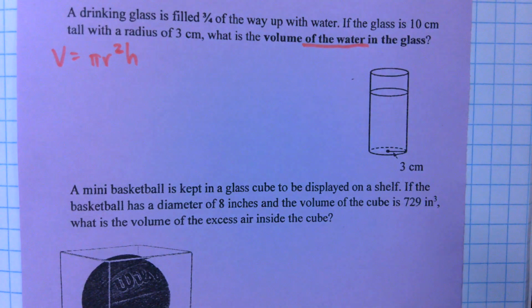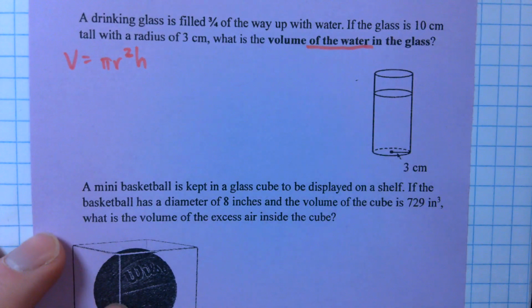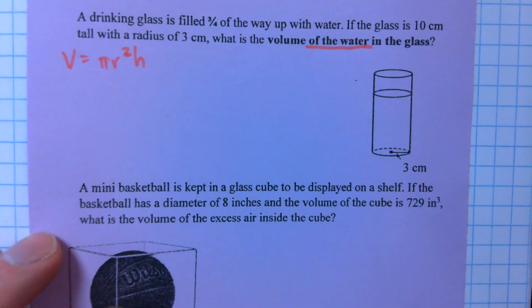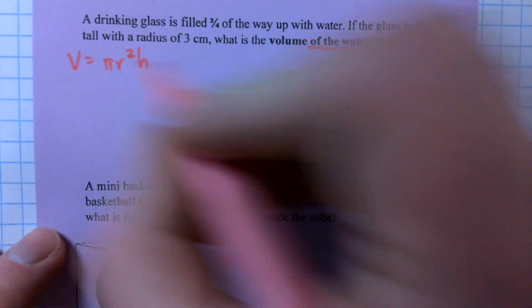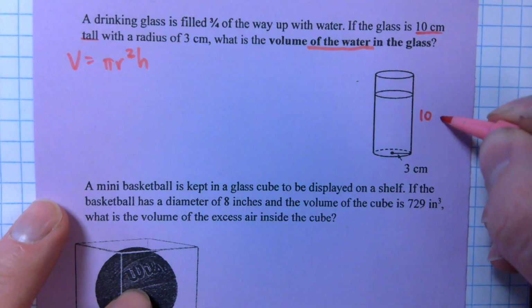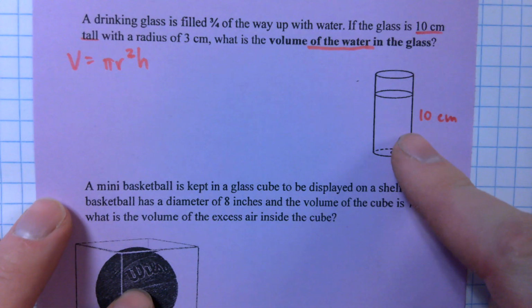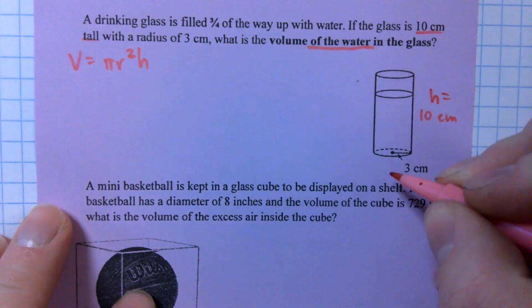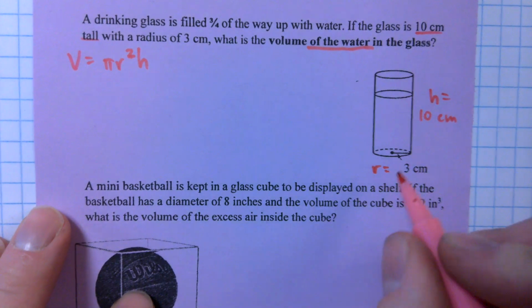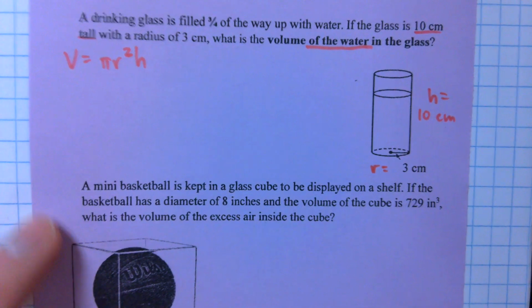Okay, what are the two things we need to know in order to use this formula? We need to know the radius and the height, okay? Does it tell me what the height of this glass is? No. If the glass is 10 centimeters tall, right, just because it's not labeled on the diagram doesn't mean we don't know. And do we know what the radius is? Yeah, 3 centimeters. Right, we see that little half line. I know it's 3 centimeters.